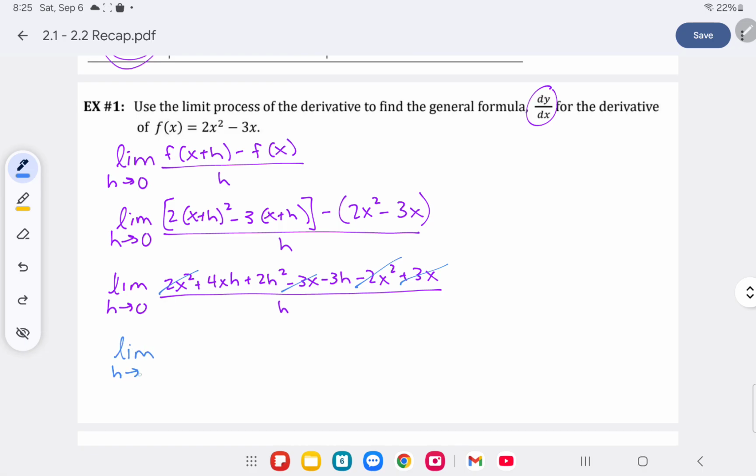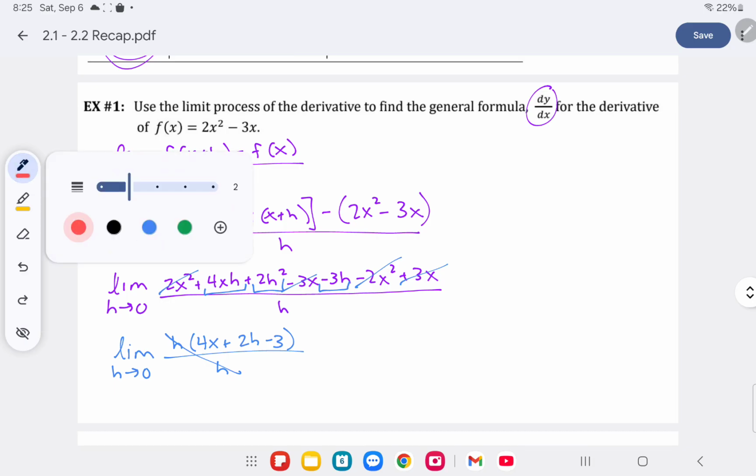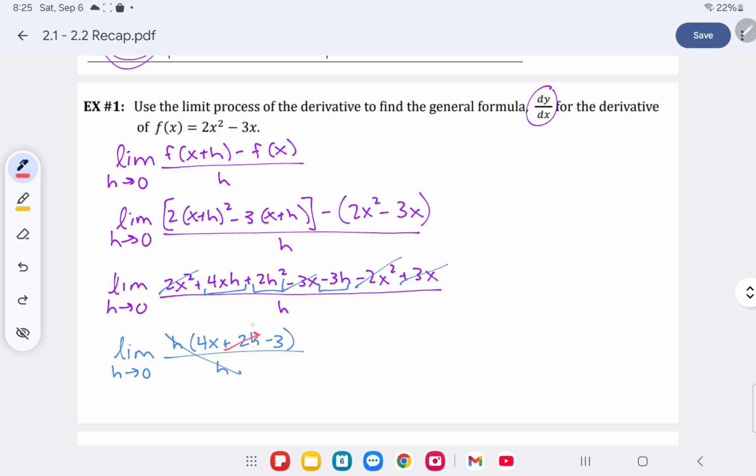So now I have the limit as h approaches 0. I'm going to go ahead and pull out an h as I do this. So when I pull out an h out of 4xh, I have 4x. When I pull out an h there, I have 2h. When I pull out an h there, I have minus 3. So now our h's cancel. Now I'm going to plug in 0 for h, so this becomes 0. And my answer is 4x minus 3.